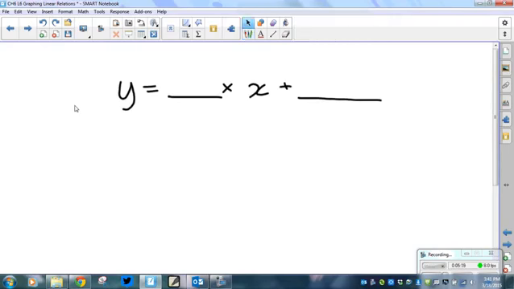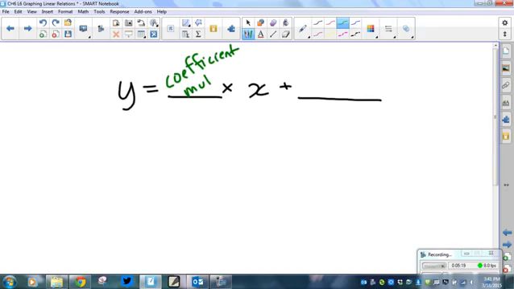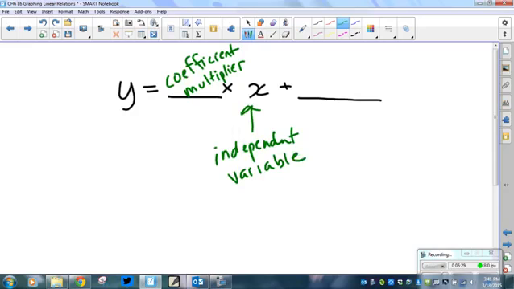Okay, so we've always said that there has been a coefficient or a multiplier that multiplies our independent variable, and then we are always adding a constant. And that can be a positive or a negative. So this plus sign might be a minus sign if it's a negative constant. And this is our dependent.